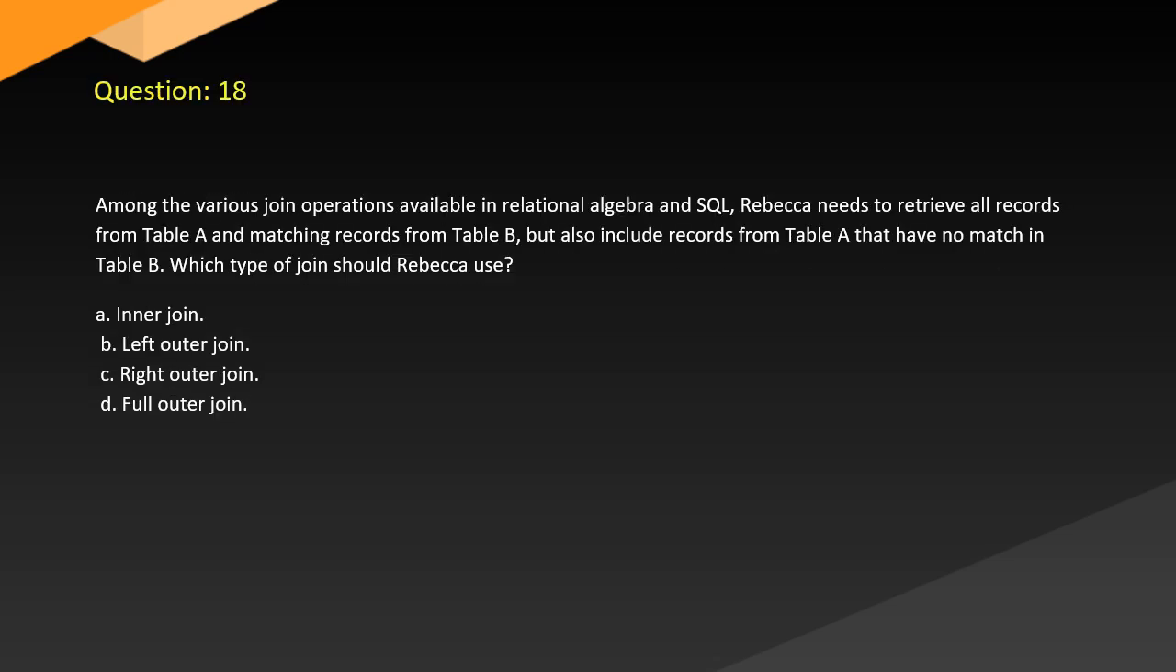Question 18. Among the various join operations available in relational algebra and SQL, Rebecca needs to retrieve all records from table A and matching records from table B, but also include records from table A that have no match in table B. Which type of join should Rebecca use? A. Inner join. B. Left outer join. C. Right outer join. D. Full outer join.